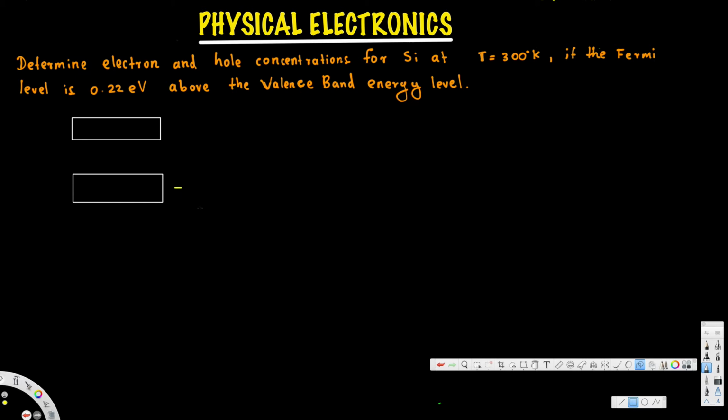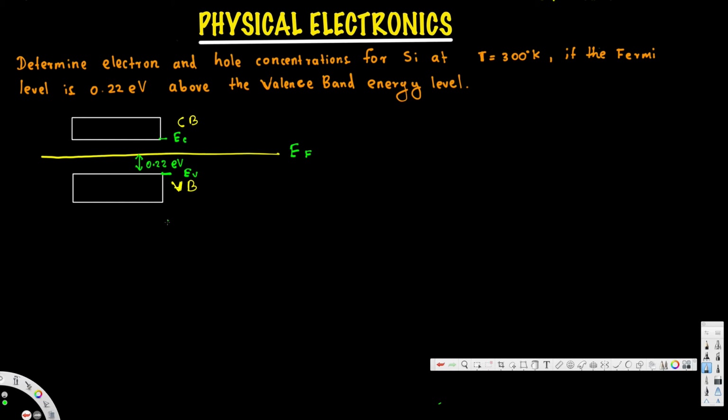This is the valence band, the bottom part is the valence band, and this is the conduction band. And we have a Fermi level that is 0.22 electron volts above the valence band. So this is EF that is given, and this is EV, and this is EC.